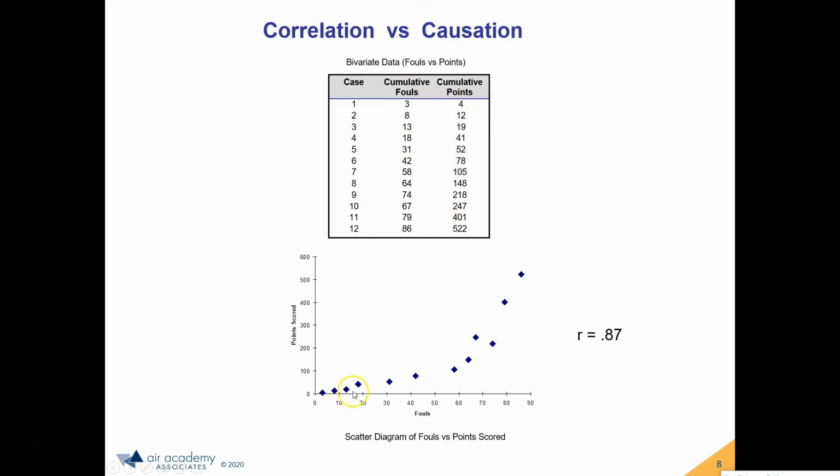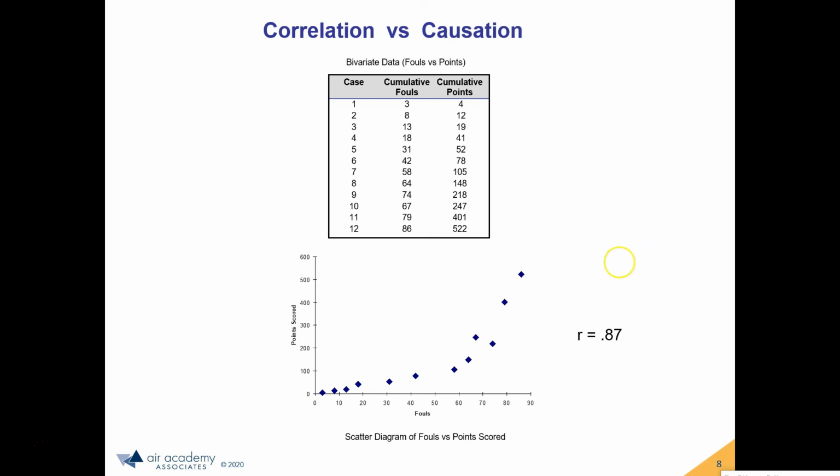Now, if you plot that data on a scatter plot or get the correlation coefficient, it's big, it's strong, 0.87. There's a strong relationship between fouls committed and points scored. Now, clearly, one does not cause the other. If it did, we'd be coaching our players to go out there and foul more, because if they fouled more, they'd score more points, which is not a very good strategy, actually.